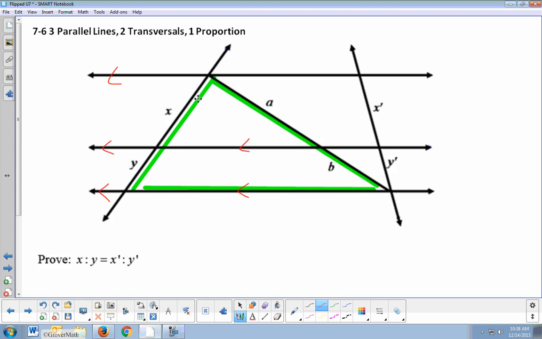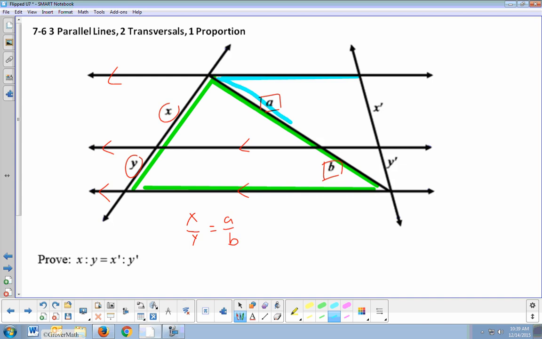And so what that means is, we know from the side splitter theorem that the ratio of x to y here and here must be equal to the ratio of a to b, because of dilations and similarity, and so we know that to be true. Then we have another triangle that we could take a look at, and that triangle is here.